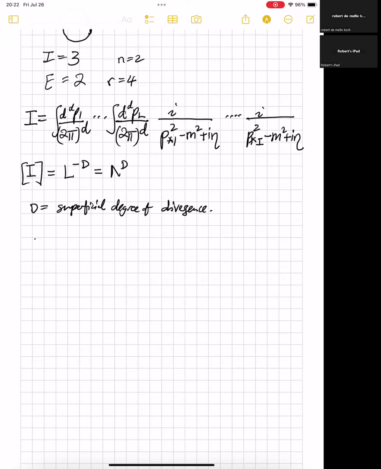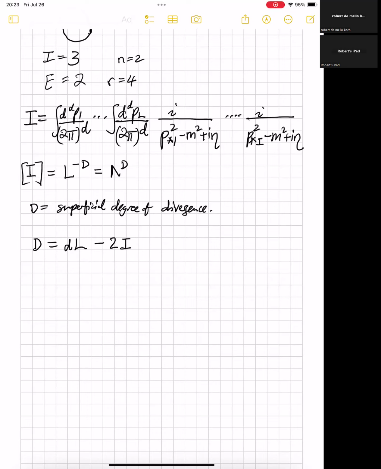Okay, so let's try to estimate what D is. Well, just looking at this expression that we've got over here, we've got a total of L integrations, and each of them has dimension d. Okay, so each momentum is L to the minus 1, so d^dp is L to the minus d, and we've got L of them. So D is equal to Ld. And then for each propagator here, for each line, and we've got one of these lines for each internal line, well, each one has got the dimension of 1 over p squared, which means of length squared. So it will contribute minus 2I.